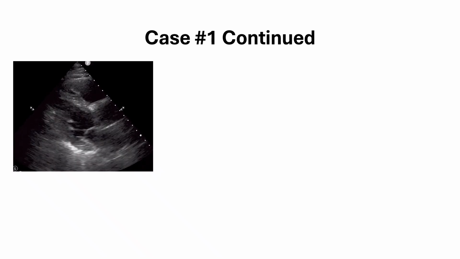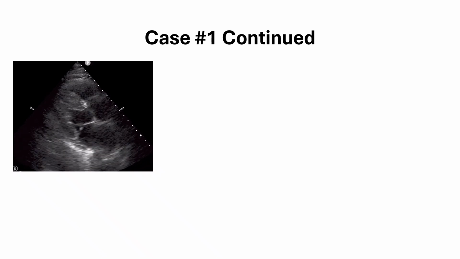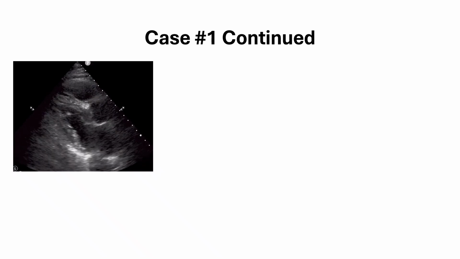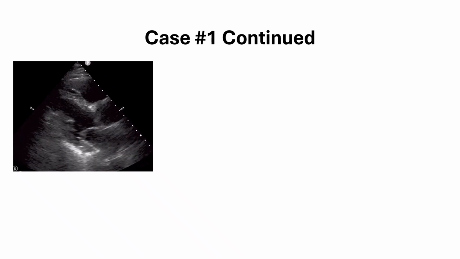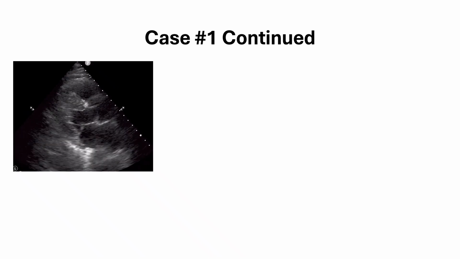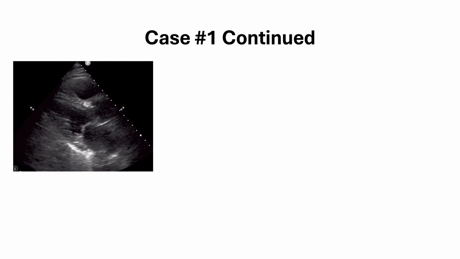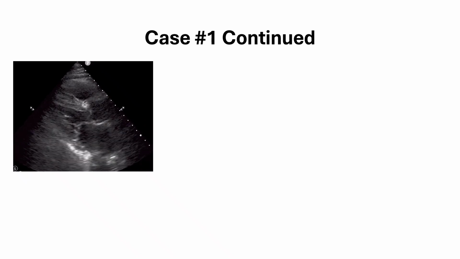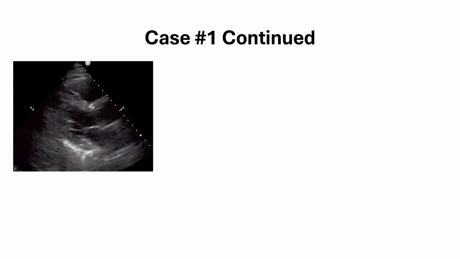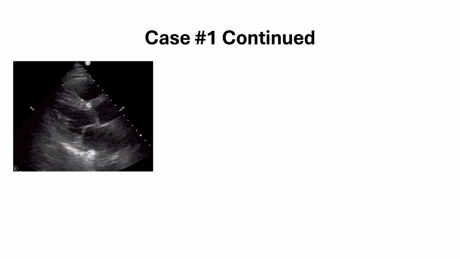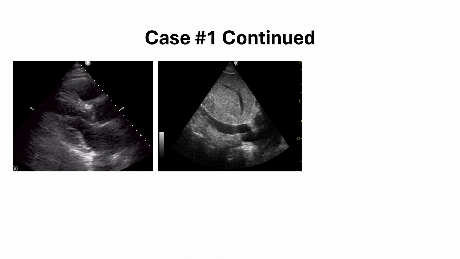So here you see a hyperdynamic heart with very good systolic function. What I mean by hyperdynamic heart is that you see that the walls of the LV are coming together during systole. So you can already exclude a cardiogenic component or cardiogenic shock as a cause of his hypotension.